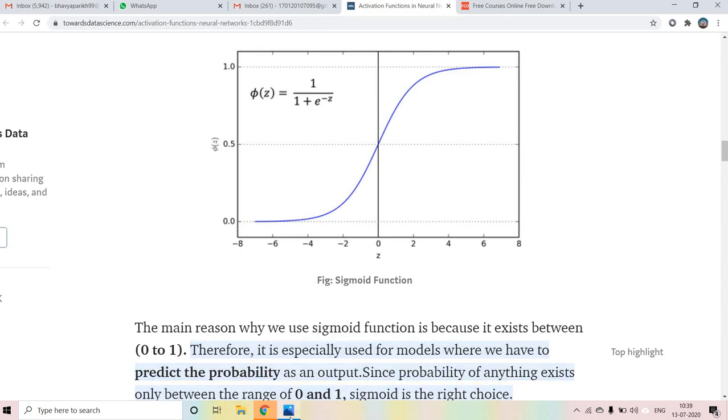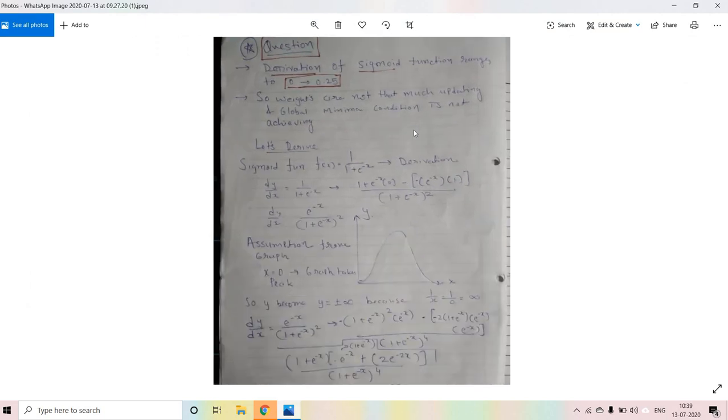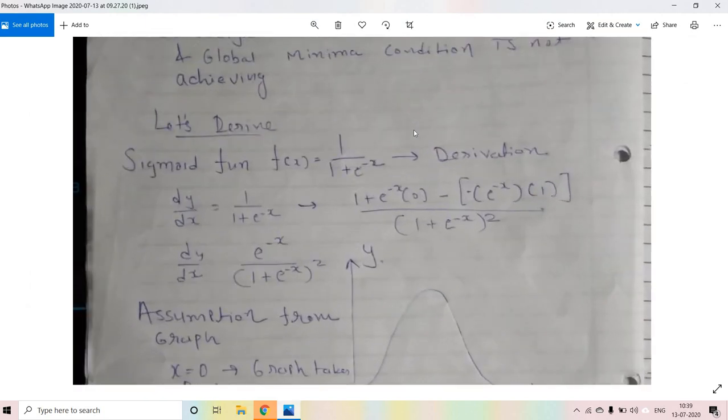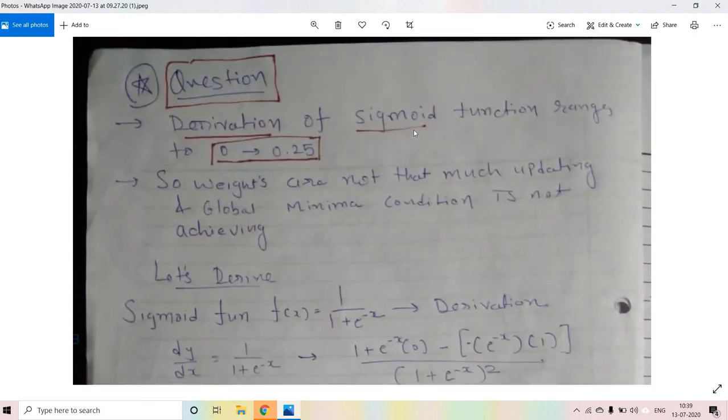So let's discuss the derivation of the sigmoid function. Our question is why it is ranging between 0 to 0.25. First of all we have to understand the derivation part. We first go for the function of sigmoid, 1 upon 1 plus e raised to minus x. If you don't understand the derivation of division, I suggest you go online, see the formula and apply it over here.